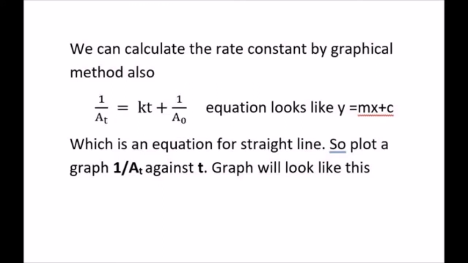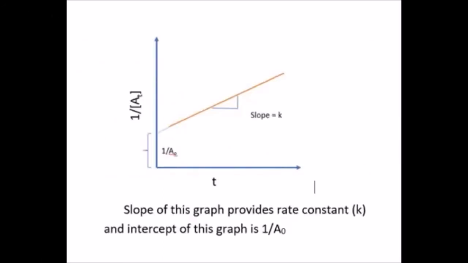We know that the equation for second order reaction is 1 by AT equal to KT plus 1 by A0, and this equation looks like y equal to mx plus c, which is an equation for straight line. So if we plot a graph 1 by AT against t, graph will look like this. And if you take the slope, then you will get the rate constant K.